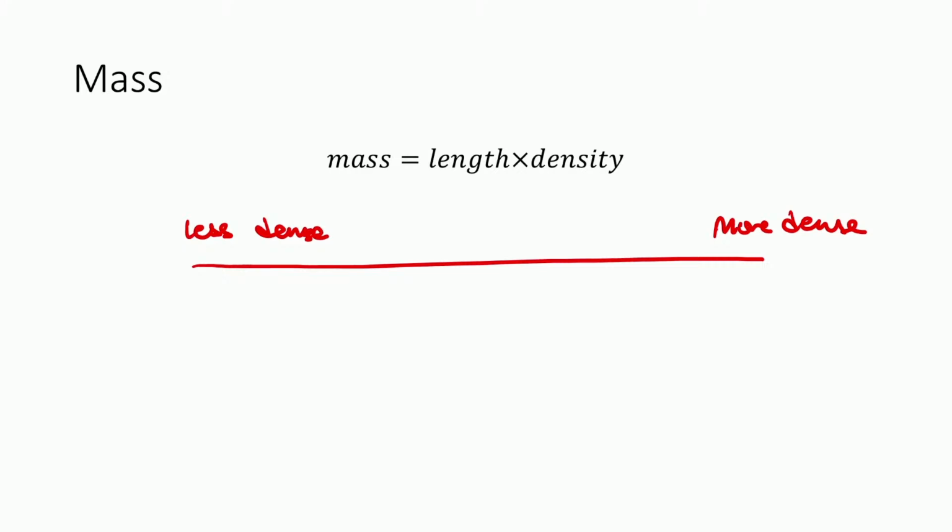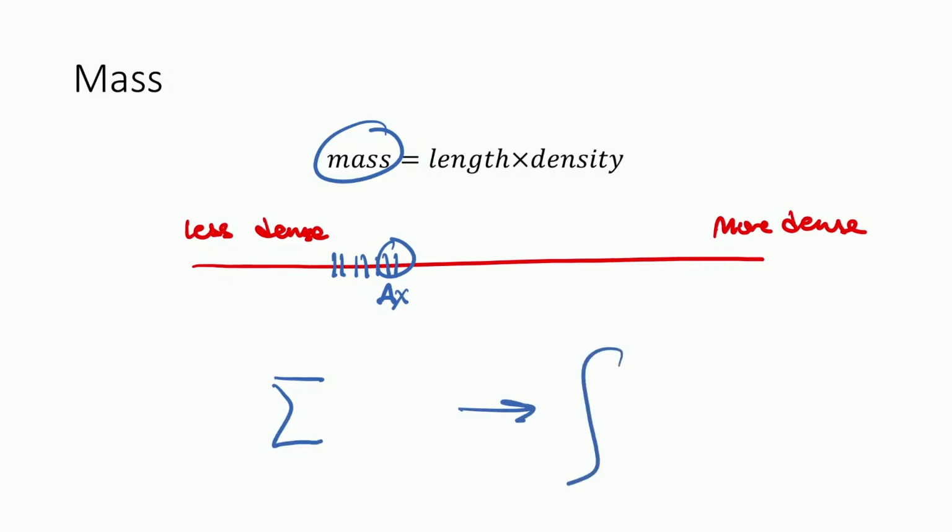So anyway, there's the length times density. That's what we're talking about: you have something like this that changes density as you go left and right. And of course, I think you know what we're going to do is chop this up into little pieces. We'll have delta x. We will compute the mass of each little piece, and then we will add them up and end up with an integral.